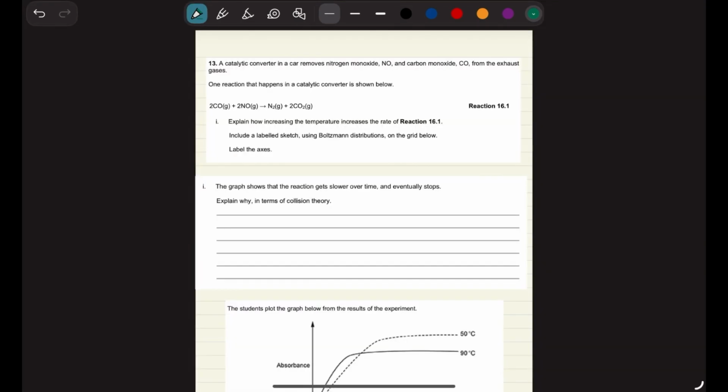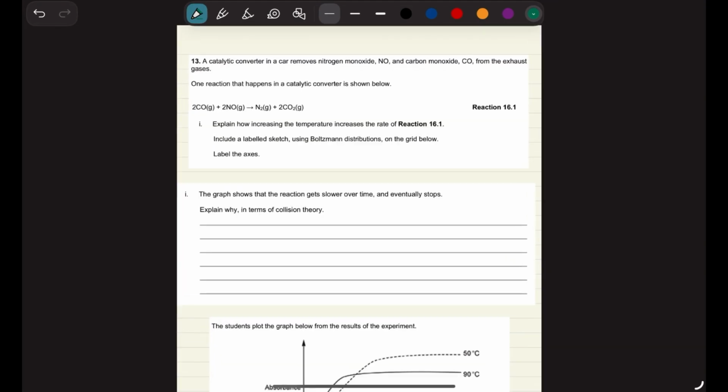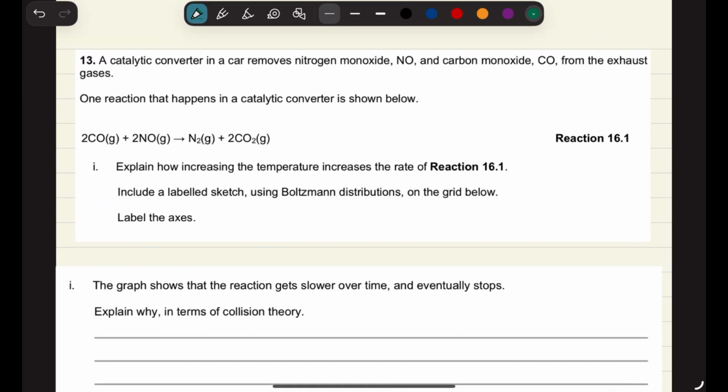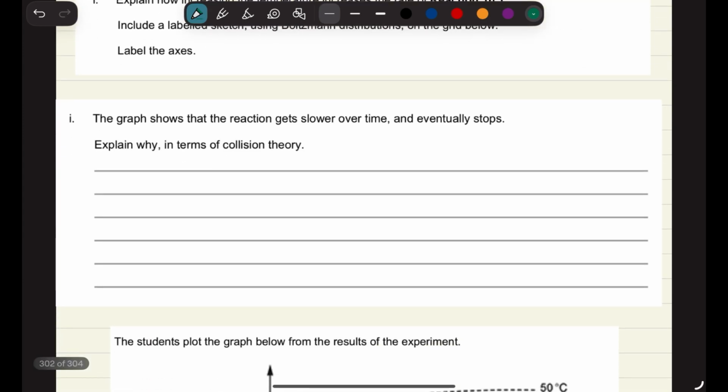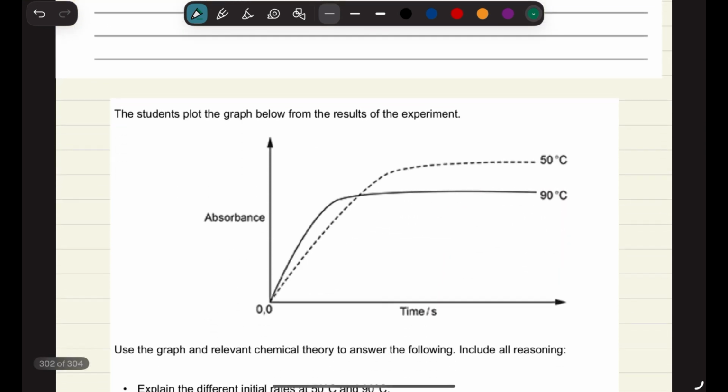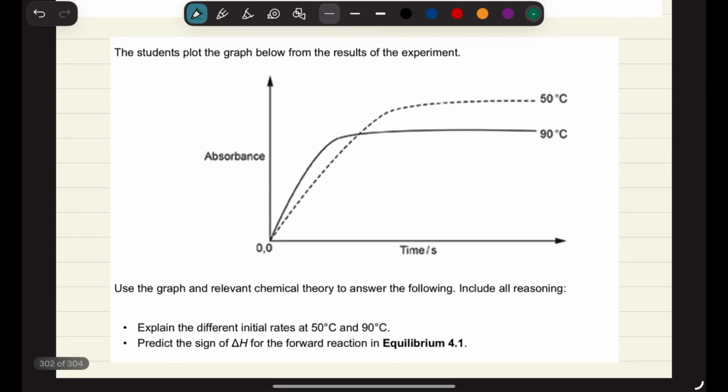Okay, we keep on soldiering through to the questions now. The first question is going to ask you to draw a Boltzmann curve and also explain why increasing temperature increases the rate. We have this one where a graph shows the reaction getting slower over time. Don't really worry too much about it. It was a concentration-time graph. You don't need the graph to answer that question. And then finally, they've got this one. They will need to talk about initial rate and also about predicting the sign of the enthalpy change.